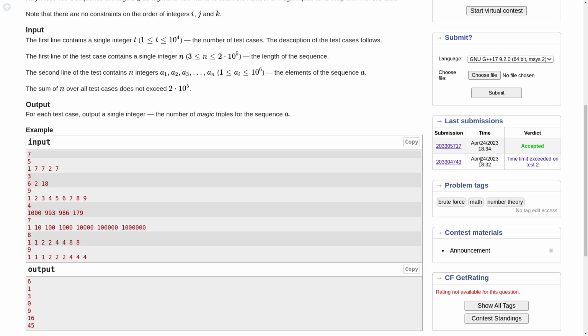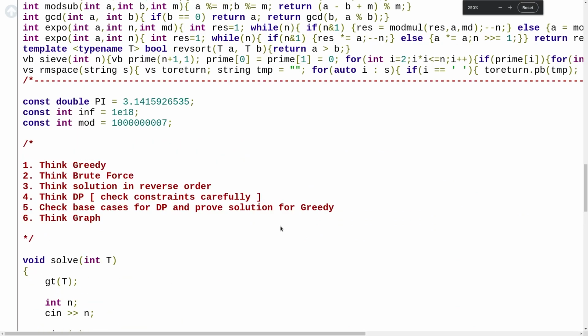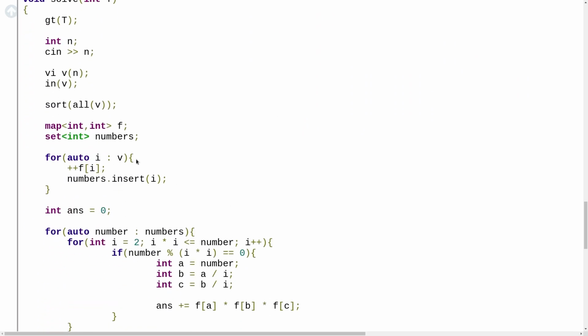Now let me quickly show you the code. There is one important thing I would like to share with you all. I have created a map here. If you had observed, I had one TLE submission in the same problem, and that was because I had taken a vector here, and vectors should not be taken because the size of the vector I was taking was 10 raised to power 6. If you create a vector of size 10 raised to power 6 for all the test cases, it would give TLE. So it was better to take a map here.